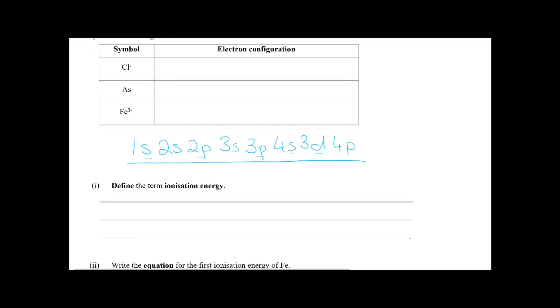Remembering the sequence of orbitals, 1s, 2s, 2p, 3s, and so on is very important. The first energy level only has one orbital. The second has 2, s and p. The third has s, p, and d. And for the fourth you only have to know up to the 4p. Remember that 4s and 3d, 4s fills first.